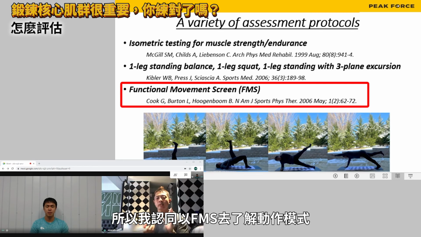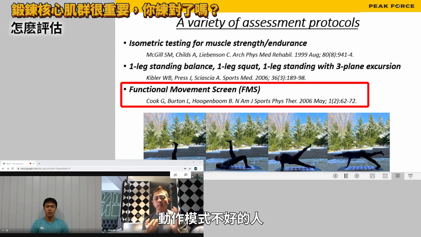And there's good and bad about using the FMS, but the FMS is to assess the pattern. So for that reason, I'm okay with using the FMS to see the pattern. If people have a poor pattern, of course that might lead to a higher risk of injury. So in order to see the pattern of the movement, the activation of certain muscles, I like the FMS approach as well.